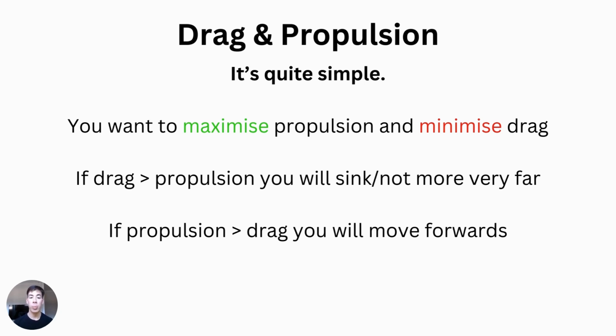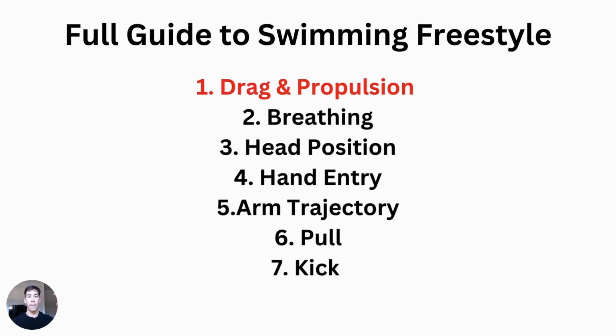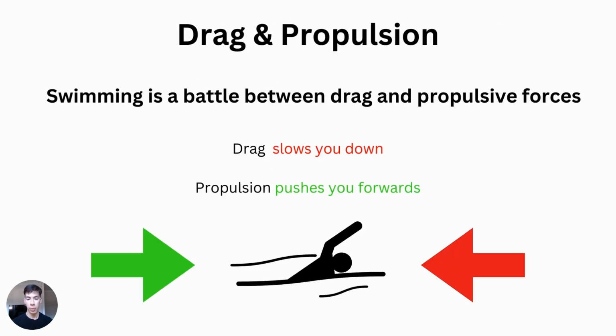It's really quite simple. You want to maximize your propulsion and minimize drag. If your drag is greater than your propulsion, you're going to sink and you're not going to move very far. If your propulsion is greater than your drag, you will definitely move forwards. So in your swimming freestyle, you want to do everything possible to maximize your propulsion while minimizing your drag. That's what I'm going to be going through in all these different chapters, detailing strategies for you to maximize your propulsion and also minimize your drag. These two factors are really the key point of this whole guide, so it's really important that we establish that early.